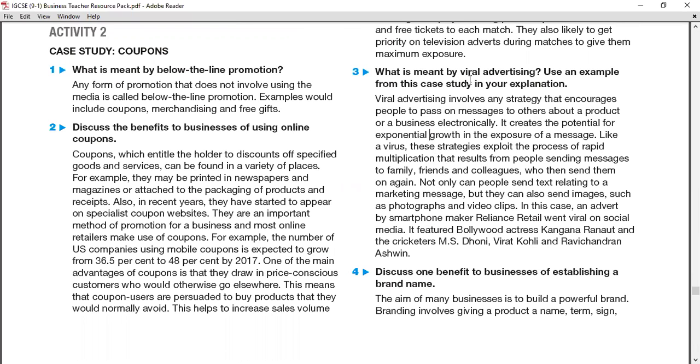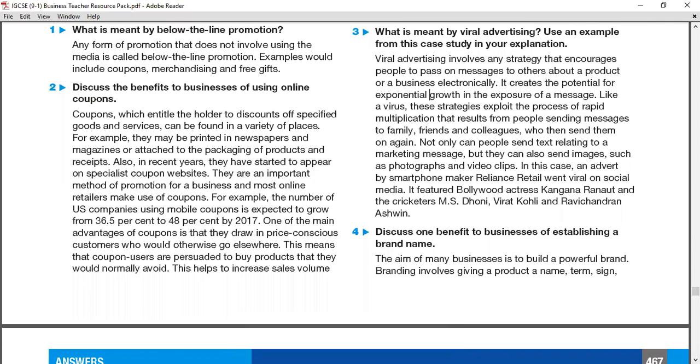You share one video to a group of 20 people, and then those 20 people share that same video to their respective groups, and it goes exponential. The video will grow like that. That's called viral advertising. So sending messages to family, friends, colleagues, and so on. This can go through photographs, video clips, and so on. They are giving ideas. It features Bollywood actors, the Renault, and cricketers like MS Dhoni, Virat Kohli, Ashwin.